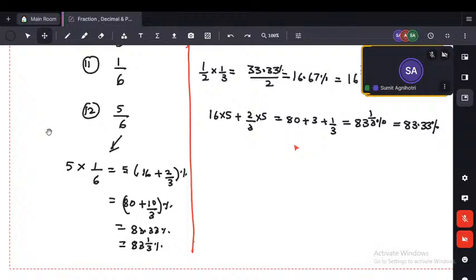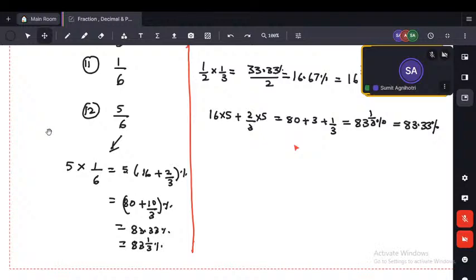1 over 12. 100 over 12. Why are you writing 1200? 100 over 12, that's correct. Now you can cancel it. 4 3s are 12, 25 4s are 100. Then 8 3s are 24, 8 and 1 over 3%. That is 8.33%.